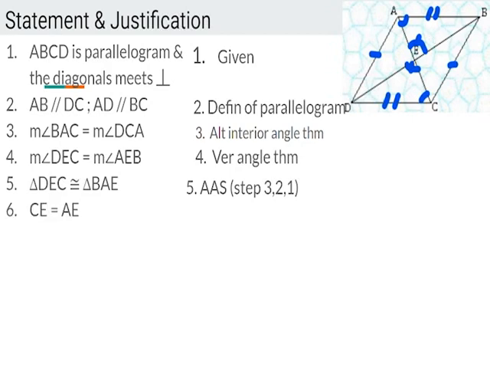Step 6, CE equals AE, right? And also, here's another one: DE equals EB. Why is that? Take a moment and think about it. Well, it's the corresponding parts theorem, right? Why is that?